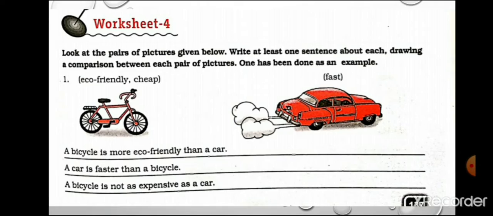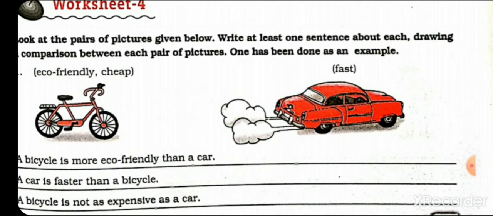Now, beta, let's move on to worksheet number 4. Look at the pairs of pictures given below and write at least one sentence about each, drawing comparison between each pair of pictures, and one has been done as an example. Students, look at these pictures carefully, and then write sentences using linkers of comparison, and for that use the linkers more than, less than, and as for comparison.